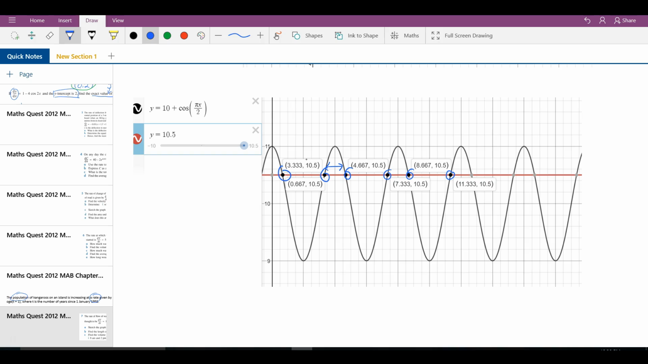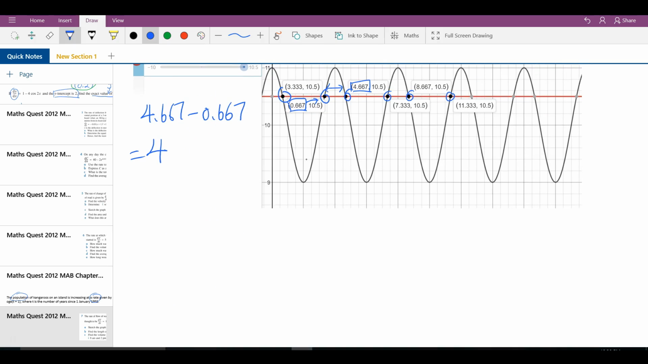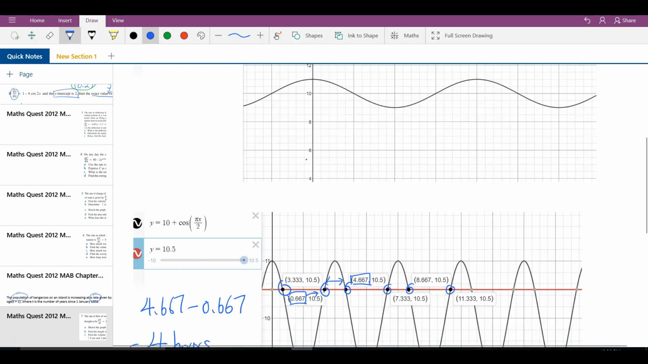So we've got 4.667 here, which gives me a feeling that it is 4 2/3, and we've got 0.667 for this one. So it's very easy. It would just be 4.667 minus 0.667, and that gives us 4. Since our x-axis is time given in hours after 8 AM, this is 4 hours.